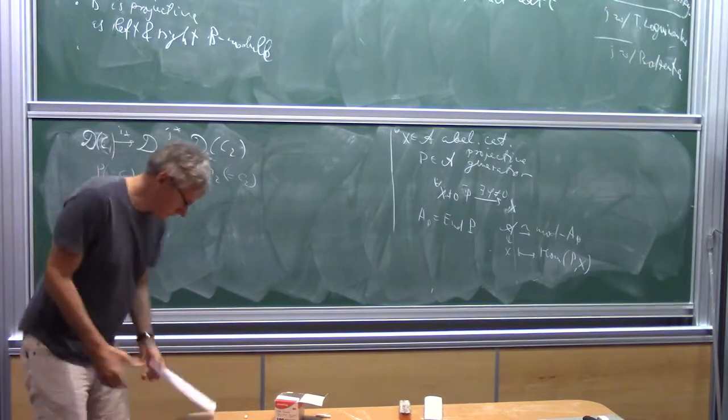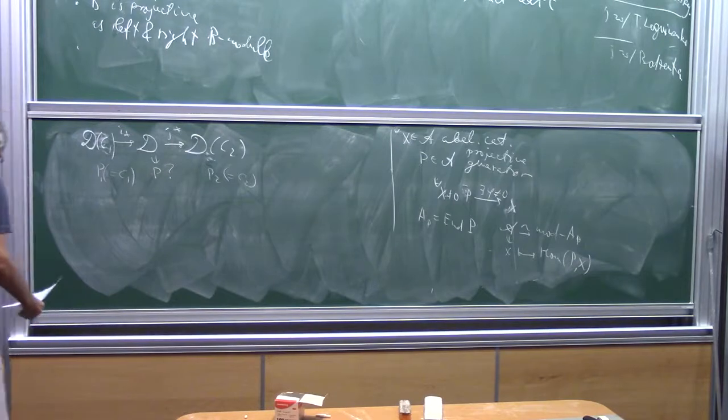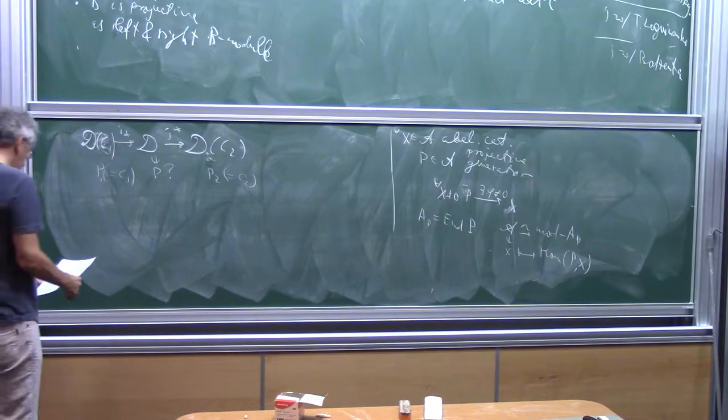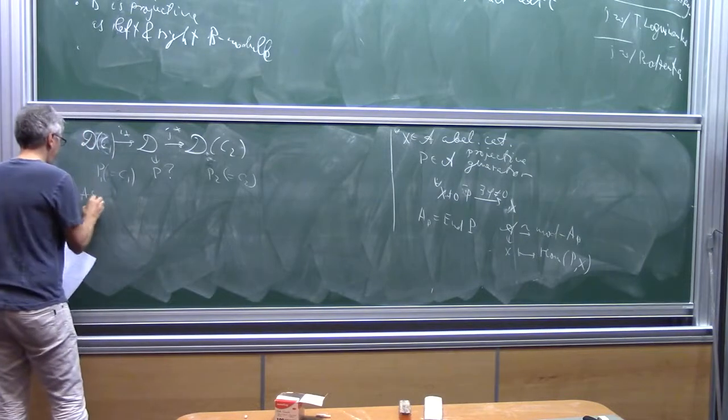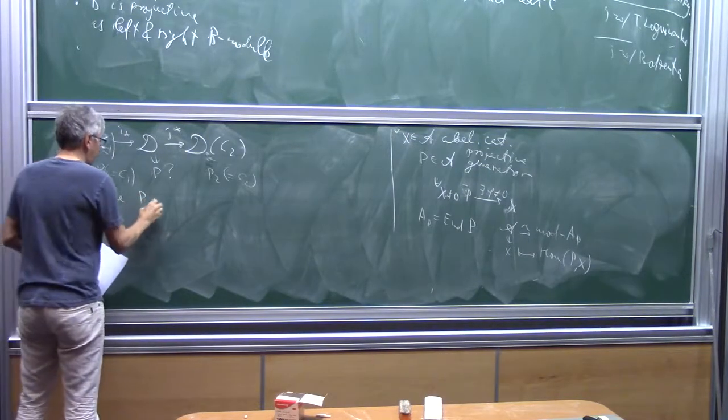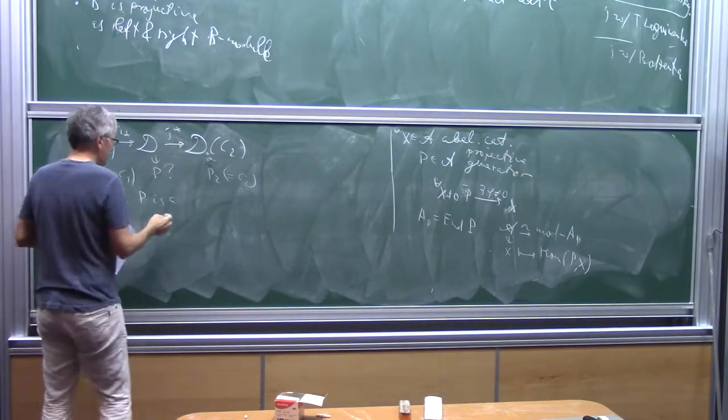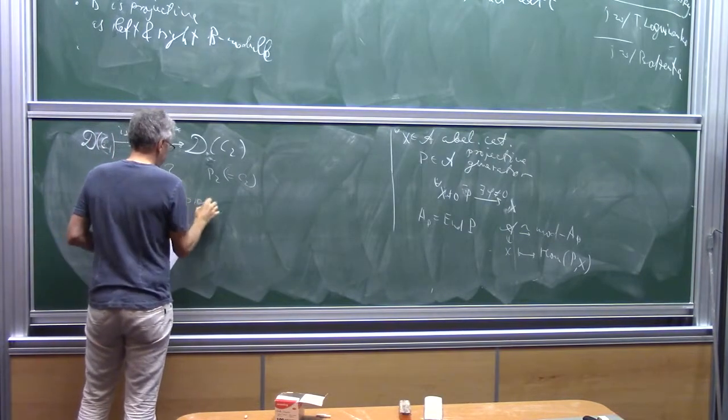First, some analysis. It's not a very simple story in general, but under some conditions it's simplified. So assume you do have such a projective generator, P, a projective generator in the glued heart.